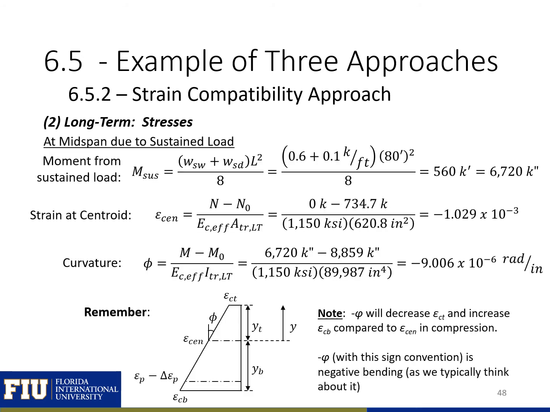Now we can use the moment from all of our sustained loads, which includes our self-weight and our superimposed dead load. And we can use this with our long-term transformed section properties and effective modulus and our long-term decompression force and decompression moment to find the strain at the centroid and the curvature in the section. So you can see those values here.